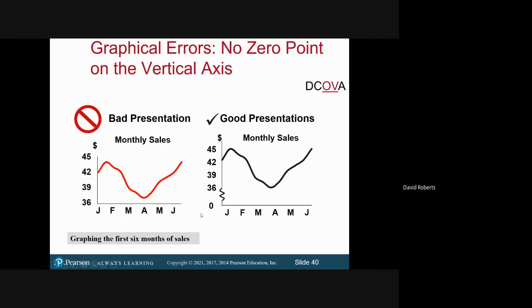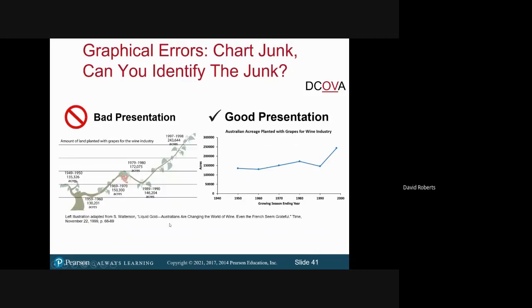Again, in this particular case, monthly sales, these are actually fairly similar, as you can tell, but you shouldn't start a chart off at 36, is what it's trying to show. You can put in this little squiggly line, which means there's no data below 36. So that's why they look similar, but it gives you a better sense of scale. Graphing the first 6 months of sales.